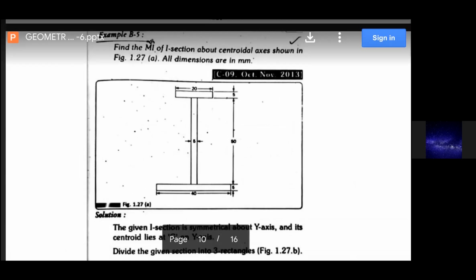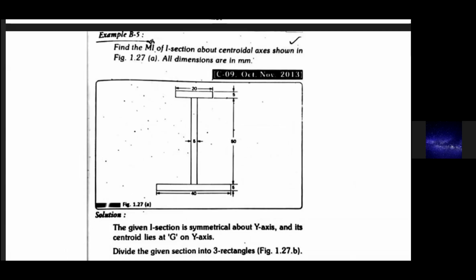Okay, we'll stop here. This chapter, the geometrical properties of sections, is also completed. Okay, we'll stop here.